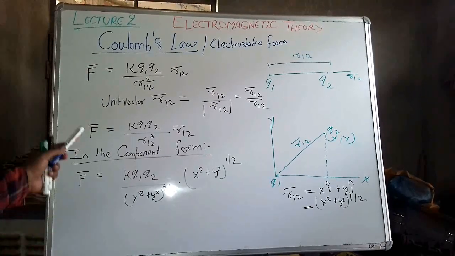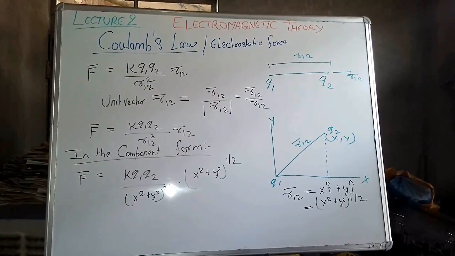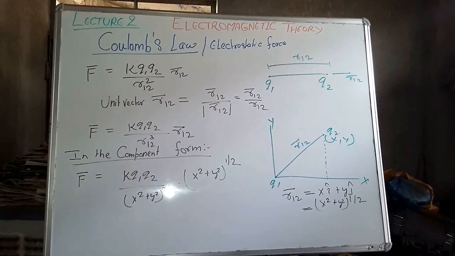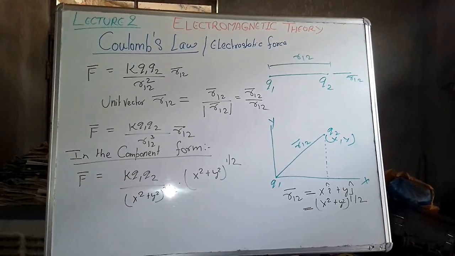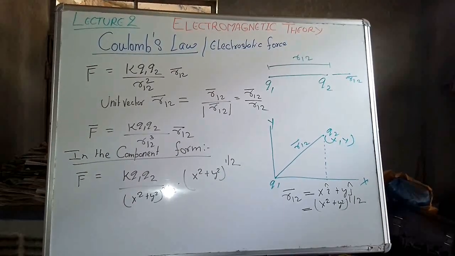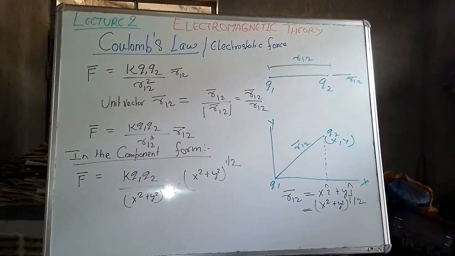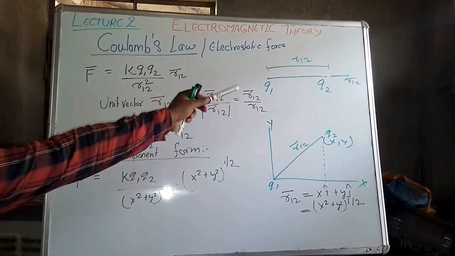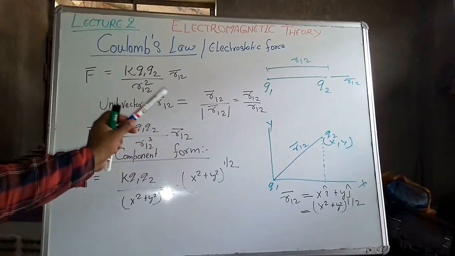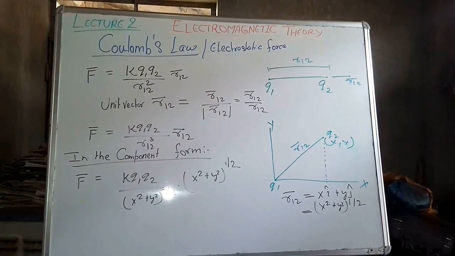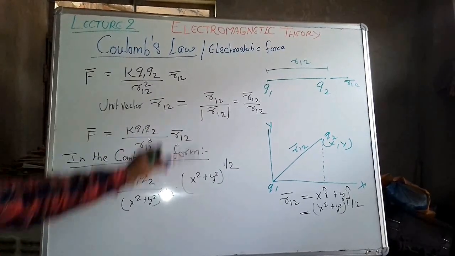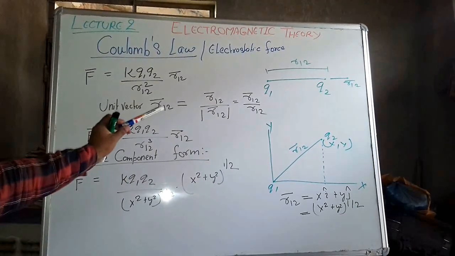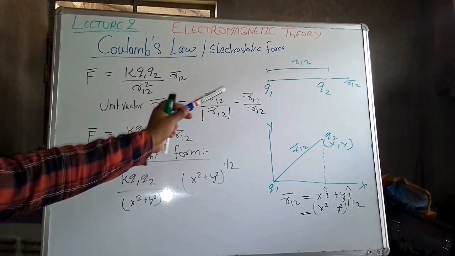Here in front of you on the board is the equation of Coulomb's law, or electrostatic force. As I know, Coulomb's law, or the force between two charges, is K Q1 Q2 by R square, where R here is the distance between two charges. So Q1 and Q2 are the two charges, R12 is the distance between Q1 and Q2, and there is this R12 unit vector. It tells you the direction of force. It means it's going from Q1 towards Q2.